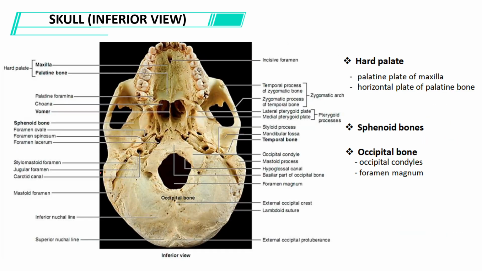Next one, if you look at the inferior view of your skull, you see this thing here. This is your palate. It's composed of two main bones. This small bone here is called the palatine bone, and in front of it is your maxilla bone. Another bone that I want you to know is the occipital bone.